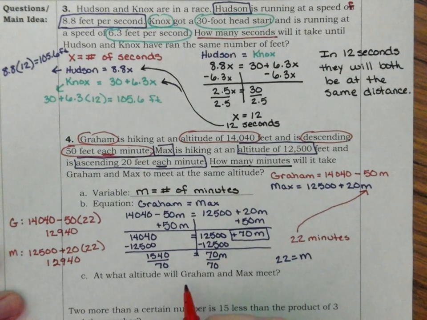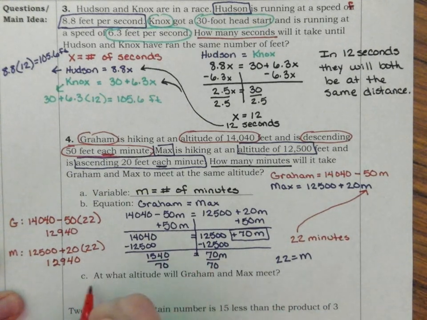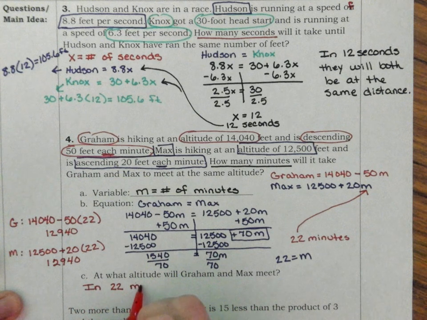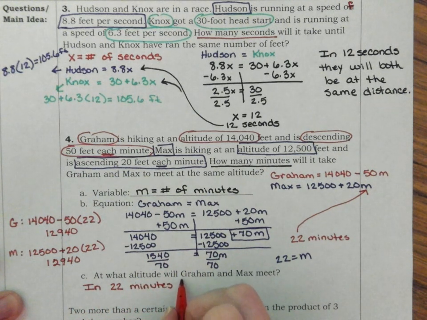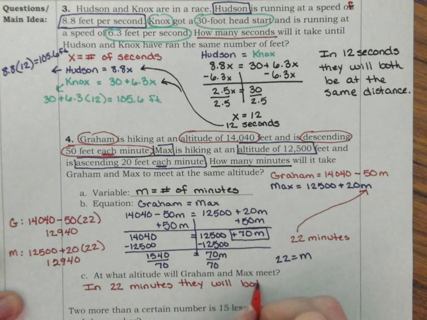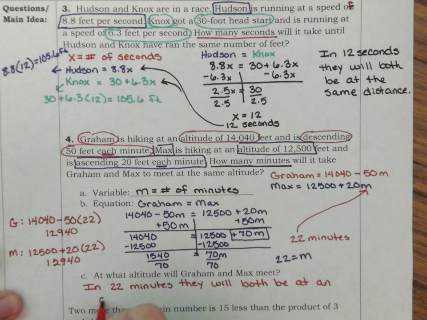Okay, so at what altitude will Graham and Max meet? In 22 minutes, they will both be at an altitude of 12,940 feet.